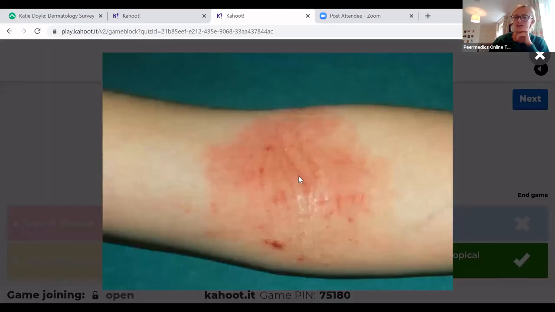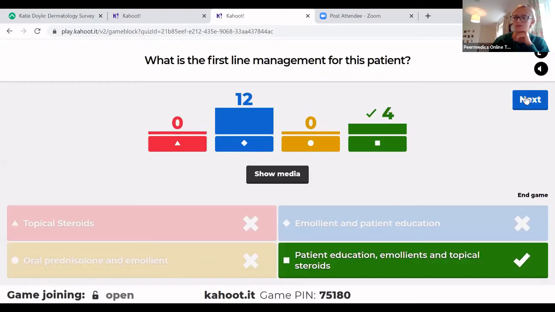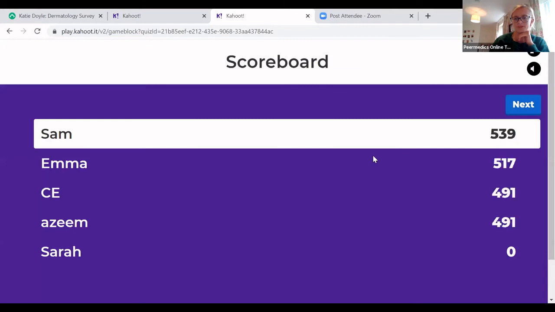And you can see actually here, this accentuation of skin markings. So that's lichenification and the excoriation going on as well. So that is quite severe. It's going to need a topical steroid. Cool.